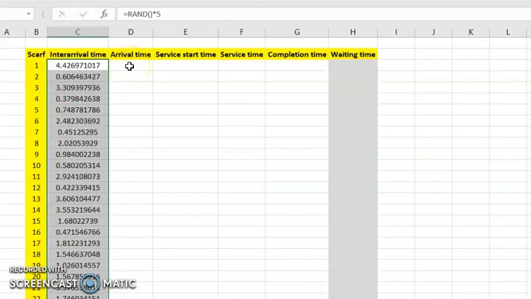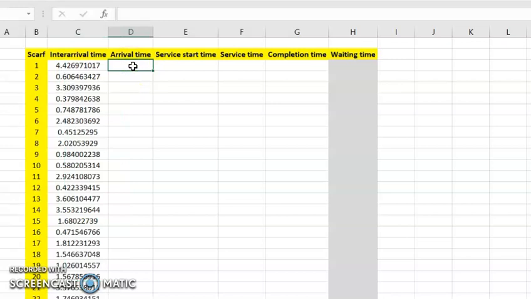The other one is the arrival time. When you want to simulate arrival time, as we talked about before, for the first scarf, it is 0 plus inter-arrival time. Why is it 0? Because it is the first scarf, and always for simplicity, we start our simulation from 0. So here I'm going to type this. Arrival time of the first scarf equals 0 plus the inter-arrival time.